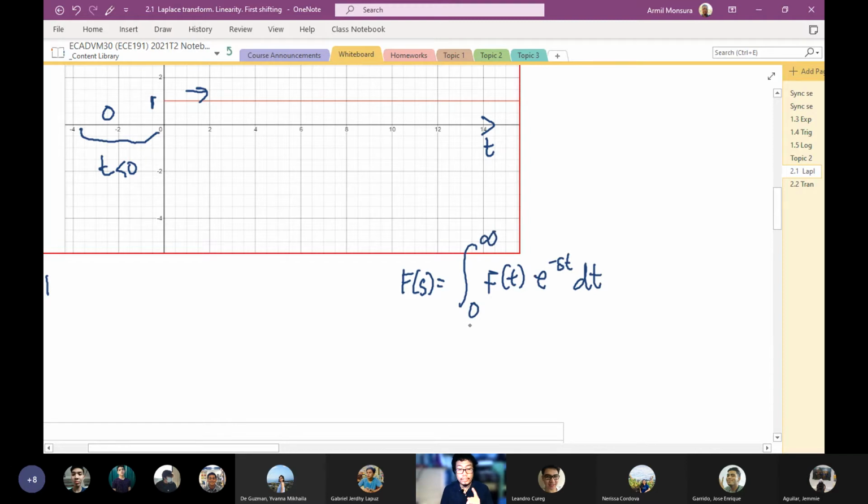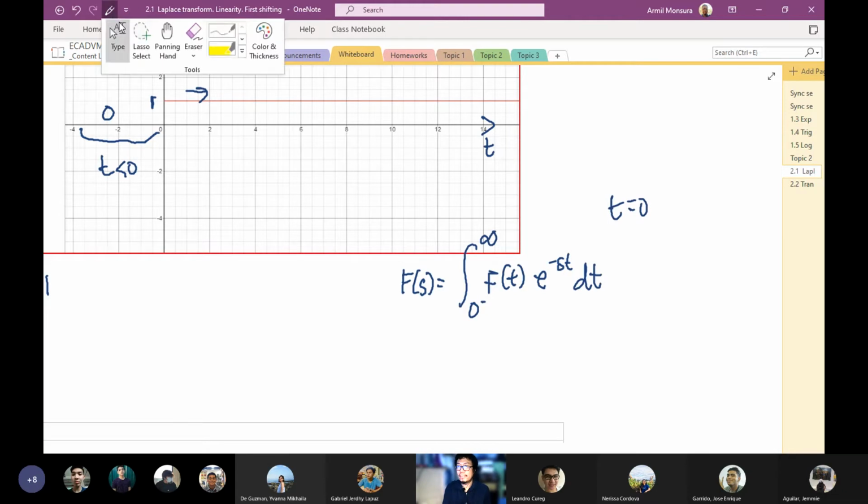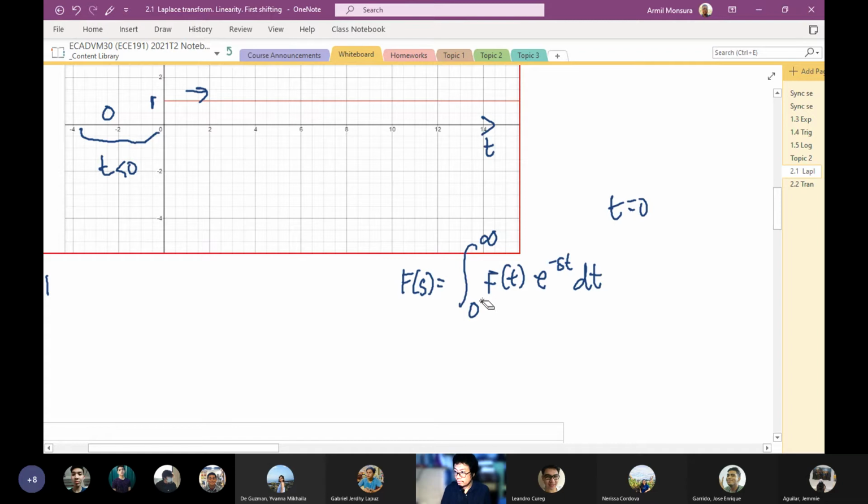So that means actually sa ibang books, this is 0 negative. Okay, it means you actually start at the left of 0. So the integral should actually include 0 itself. Okay, it should include t equals 0 itself. Pero sufficient naman na nasabihin na natin na simply that is 0. Okay, so ayun.